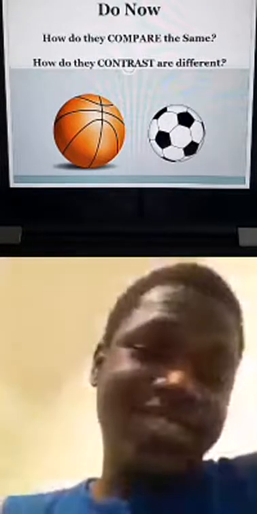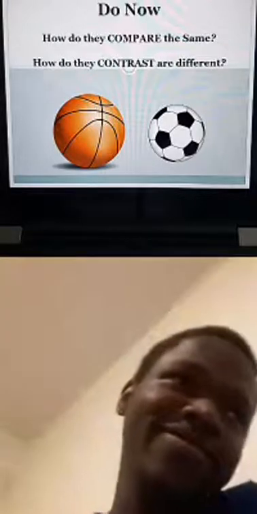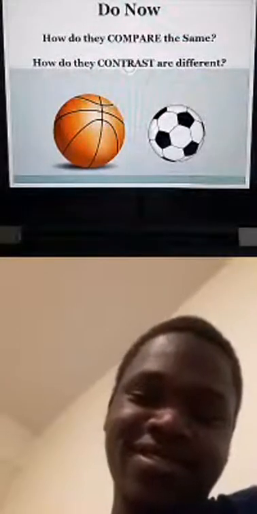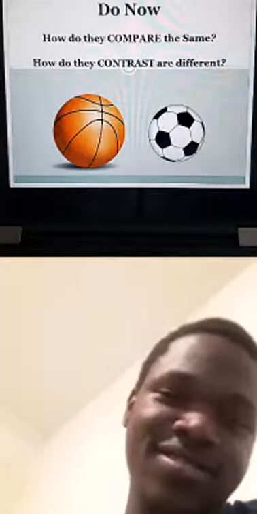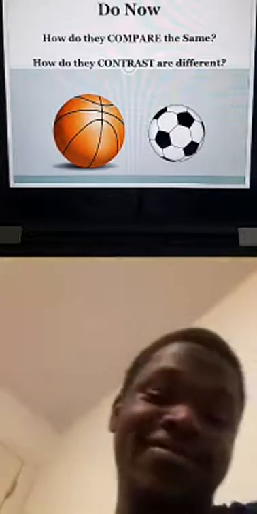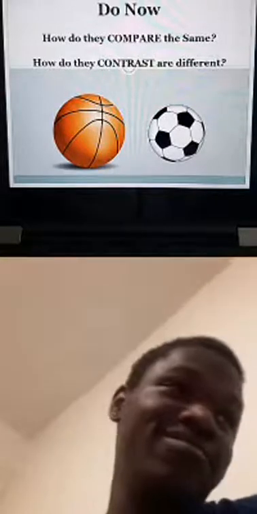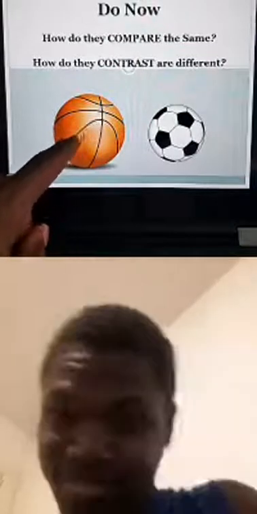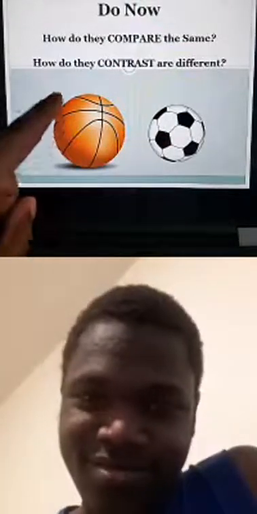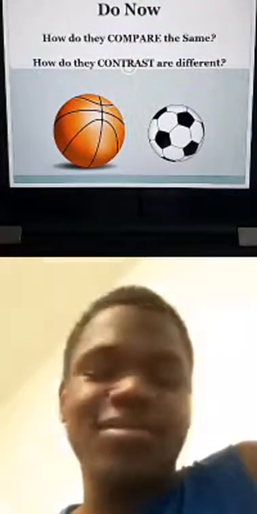I don't think so. You sure? The student was giving you a hint when he said they both have black. Look at the black stripes. They both got black stripes. They're different, but they both have these black stripes in them. How else do they compare?